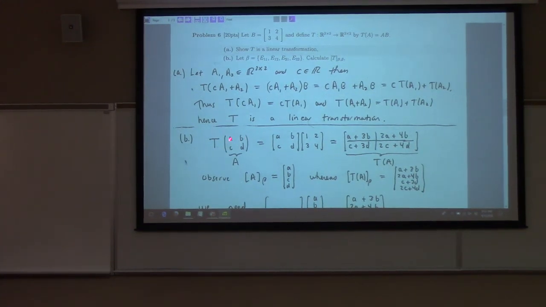The next part, I just look at the formula to start as my starting point. I need to figure out what's the formula for T, and so that is right here, just feeding it an arbitrary matrix A, B, C, D, right?